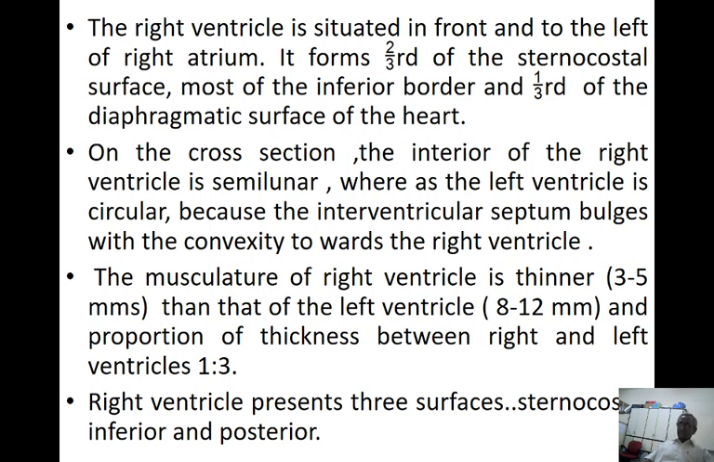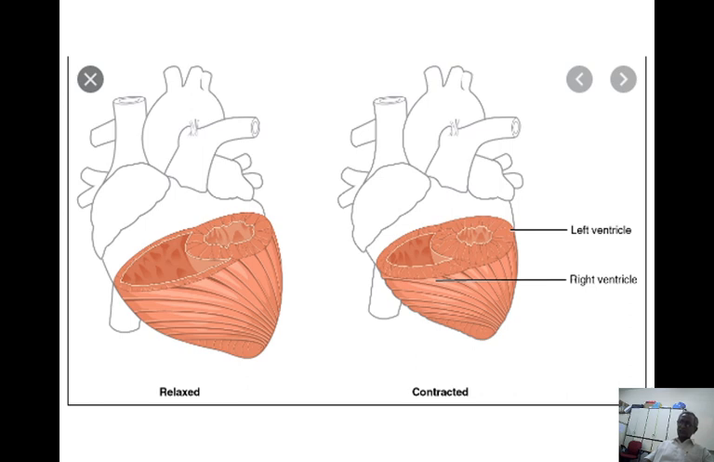The musculature of the right ventricle is thinner, that is 3 to 5 millimeters, than that of the left ventricle, which is about 8 to 12 millimeters, and the proportion of thickness between the right ventricle and left ventricle is 1:3. That is, the left ventricle is 3 times thicker than the right ventricle. The right ventricle presents three surfaces: sternocostal, inferior, and posterior. Here we are showing the section of the right and left ventricles, wherein the left ventricle is very thick, both in contracted and relaxed stages, and the right ventricle is very thin compared to the left ventricle.